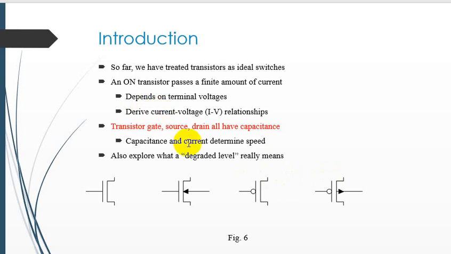The very interesting thing is that the transistor gate, source and drain all have capacitance, and the capacitance and the currents will be helpful to determine the speed, and we can also explore what a degraded level really means. So these are the symbolic representations of your PMOS and NMOS.